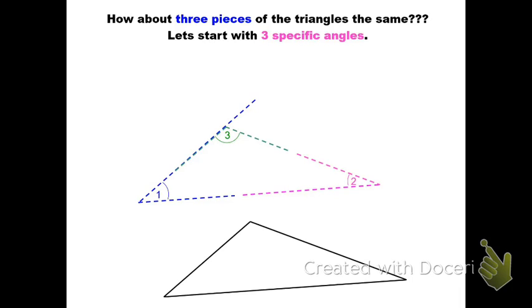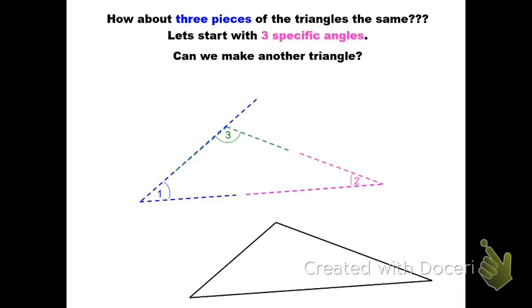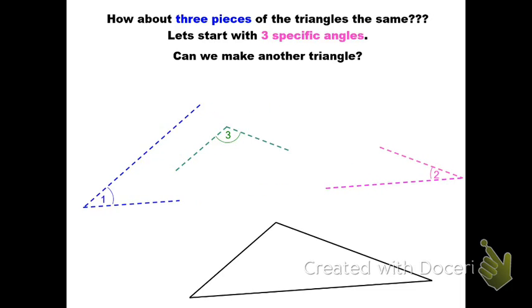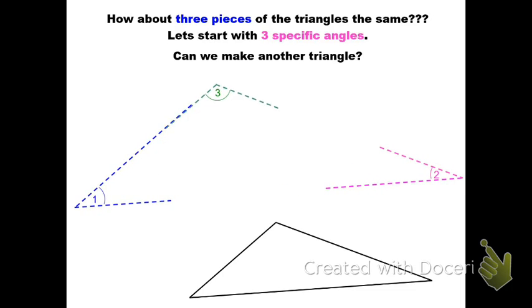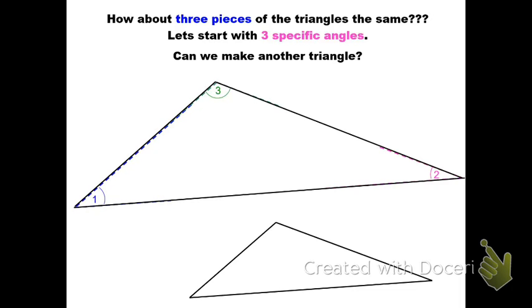Sure, I could just move the angles either closer or further apart. Let's go further apart, for instance. And we'll move angle 3 up a little bit. Connect. And we can see that these triangles are certainly not going to be congruent.